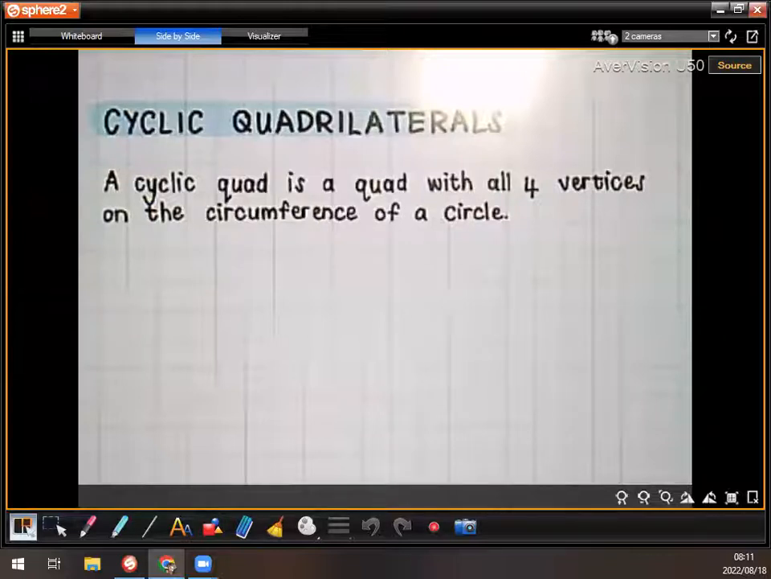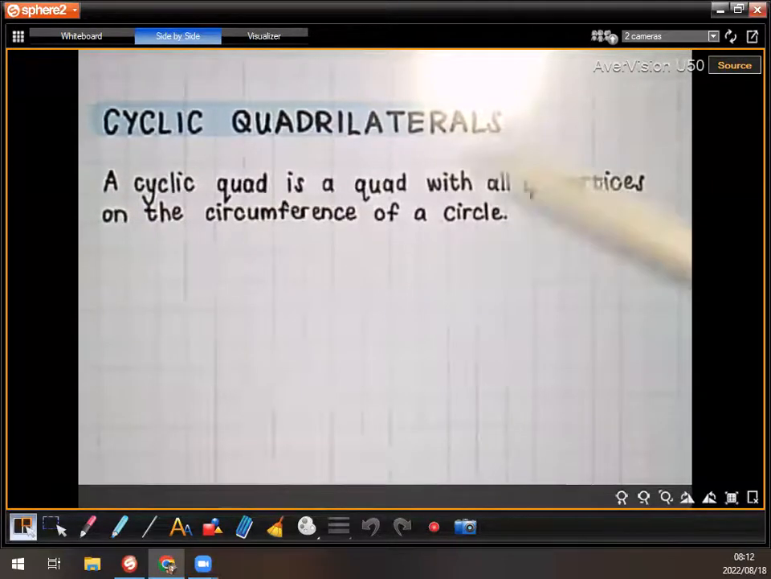Okay, guys, so a cyclic quad, you've never worked with something like that before. A cyclic quad is a quad with all four vertices, all four of the points. A quadrilateral is a shape with four sides, so therefore four points, four vertices. So if a quad is a cyclic quad, then it has all four vertices on the circumference of a circle.